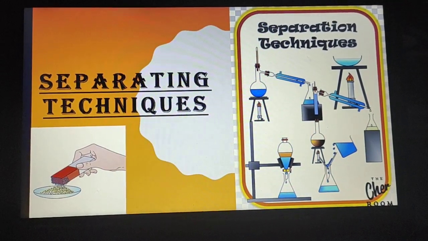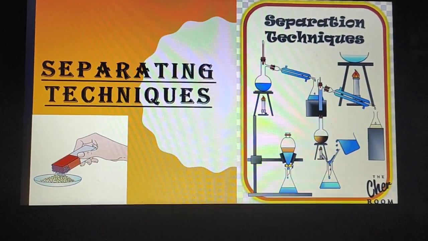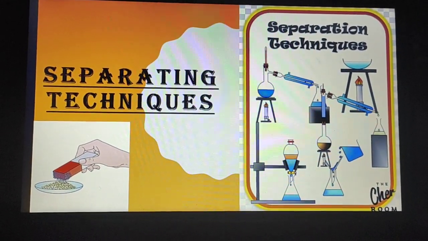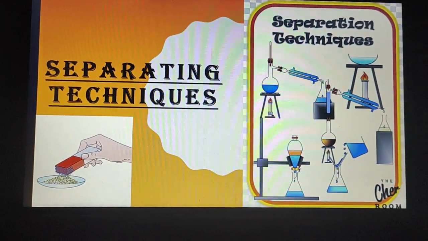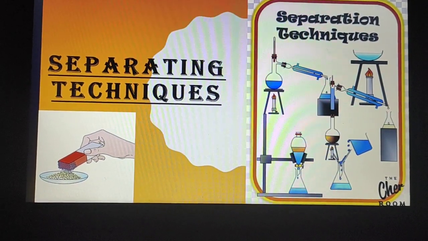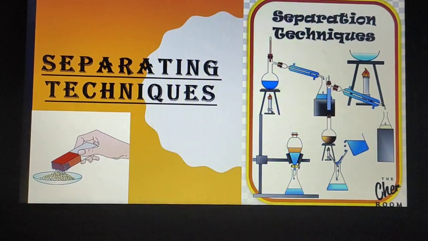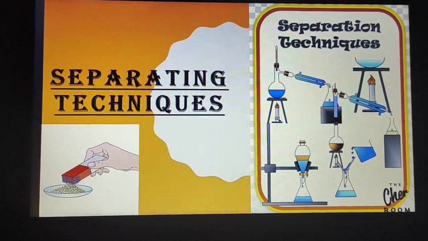Now in this video I will explain the separating techniques, which are the next half of the chapter "Is Matter Around Us Pure", class 9th. There are so many separating techniques that we use in our lab, some of them are fractional distillation, chromatography, filtration, and decantation, which we also use in our homes. Some short techniques we can use there.